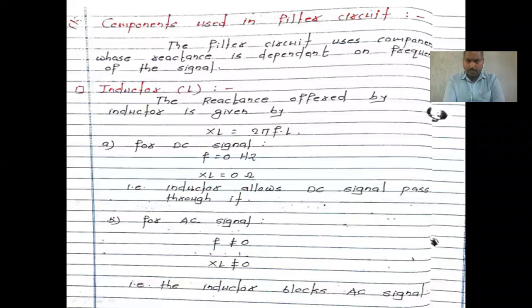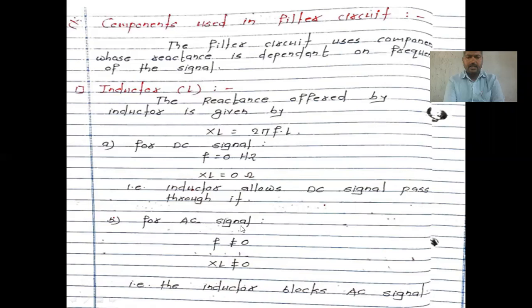In case of a DC signal, the frequency is 0. So XL is equal to 0, because 2 pi into 0 is 0. So the inductive reactance is 0 for the DC signal. It has 0 reactance. But for an AC signal, what do we have?